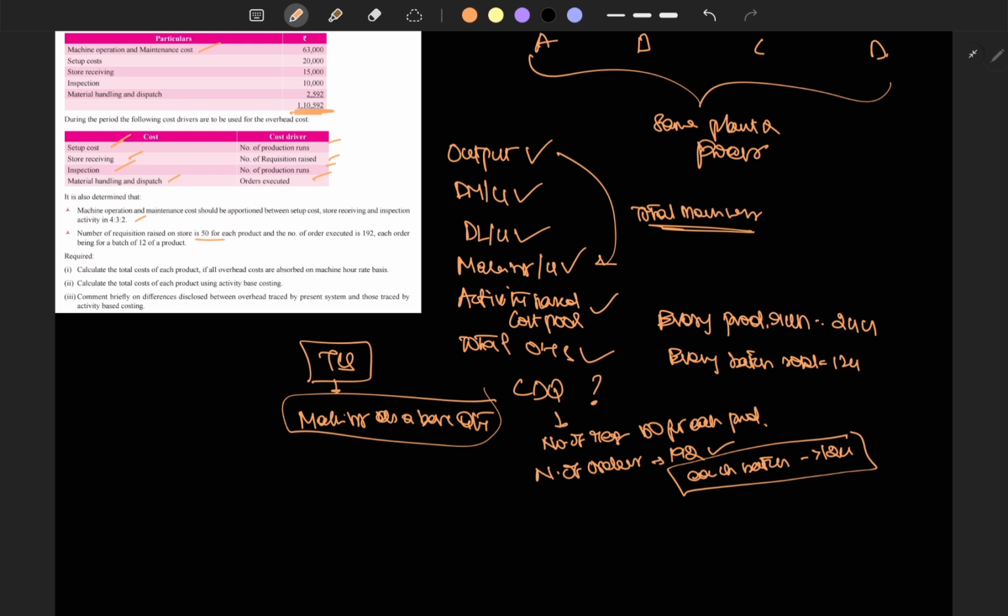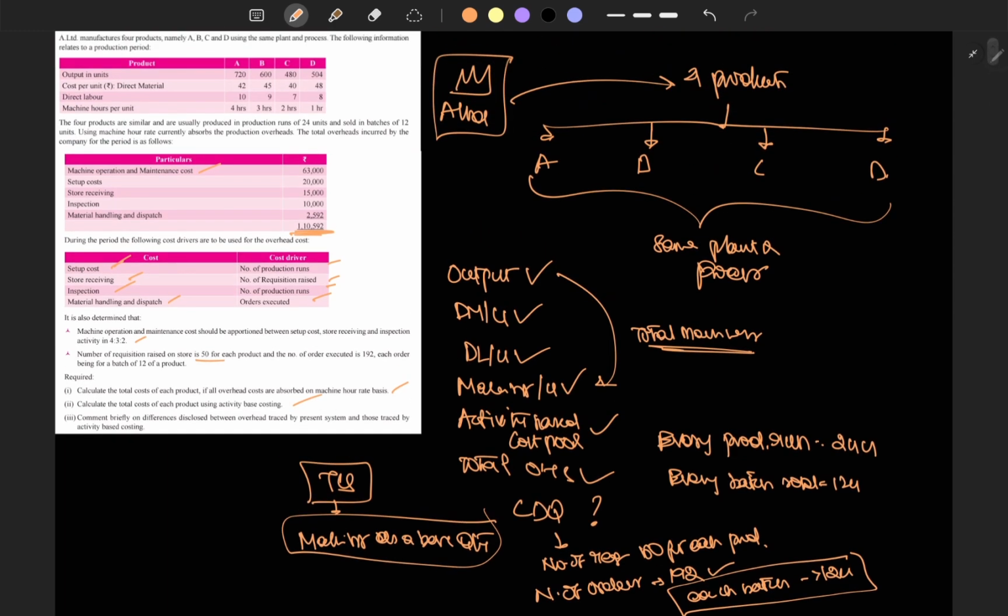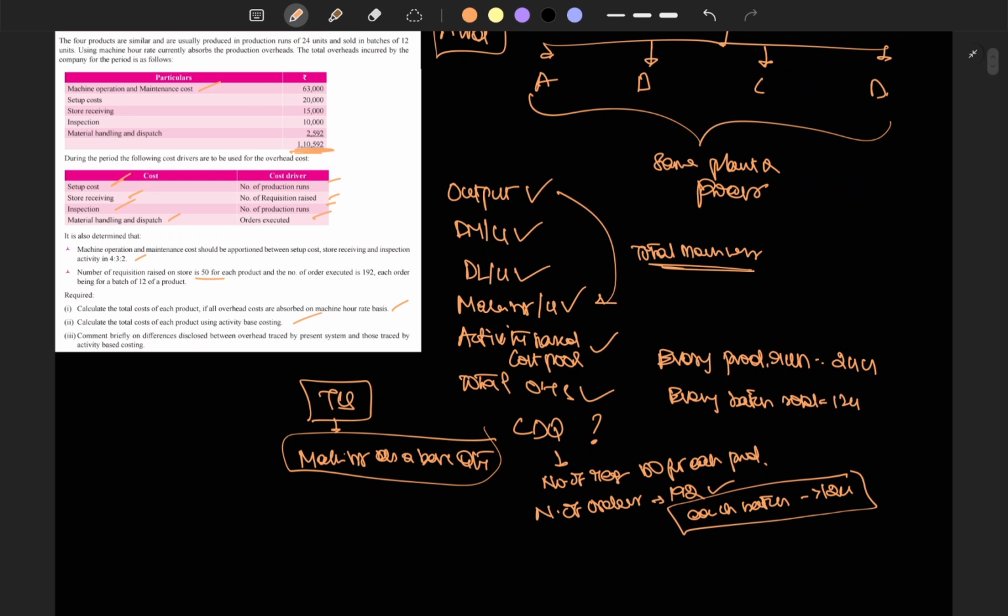Required: calculate the total cost of each product if all overhead costs are absorbed on machine hour rate basis. So what they have said is they have asked us to prepare absorption costing, and the total cost of each product using activity based costing. And the last one is to comment briefly on differences disclosed between overhead traced by the present system and those traced by activity based costing. So what could be the reason why there is a difference between absorption costing and activity based costing, that we have to comment on.